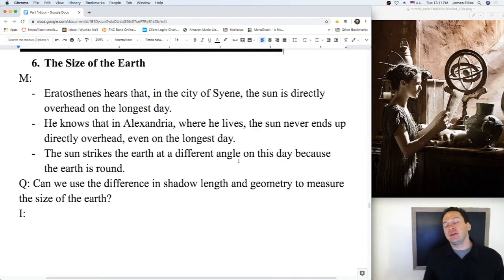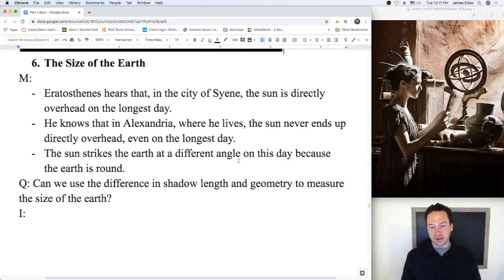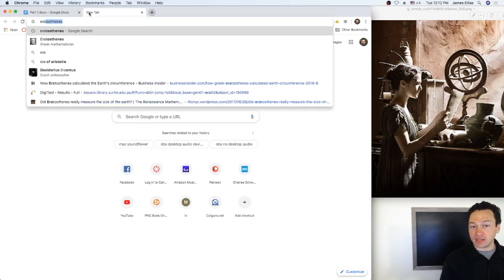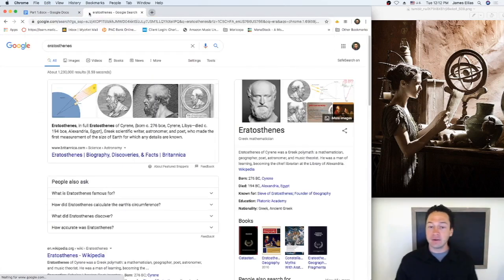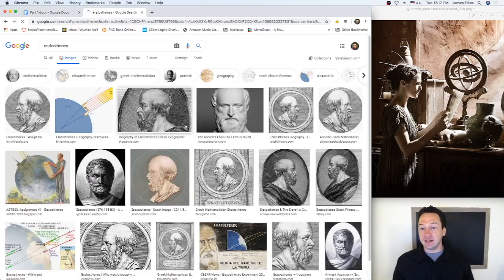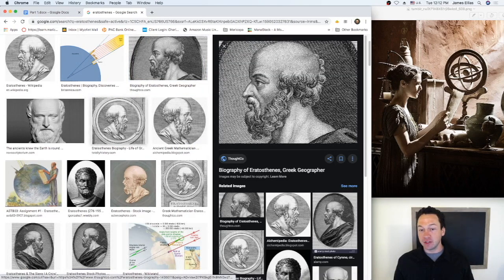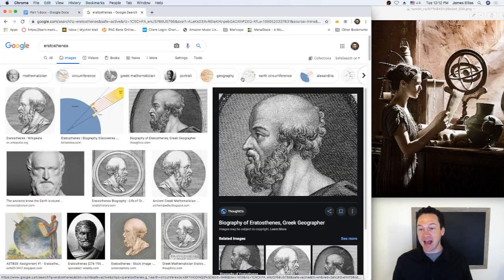Now, this leads us to a thinker named Eratosthenes who figured out the size of the Earth's sphere. Let's look at what Eratosthenes looked like. Eratosthenes. Google has helped me a little bit here. We can see that Eratosthenes' hair is not as formidable as Aristotle's, but I think we'll find that his contributions are no less fantastic, at least in the realm of astronomy.